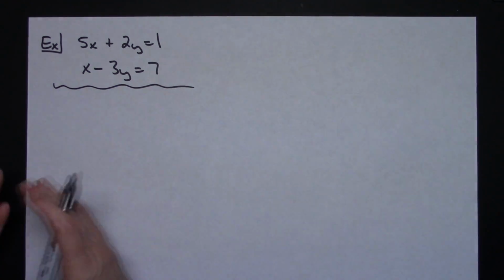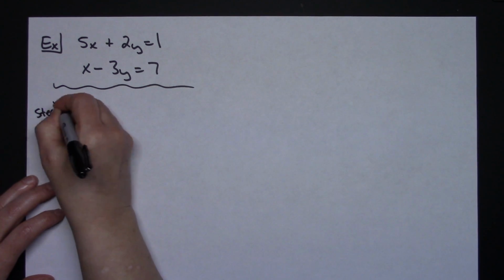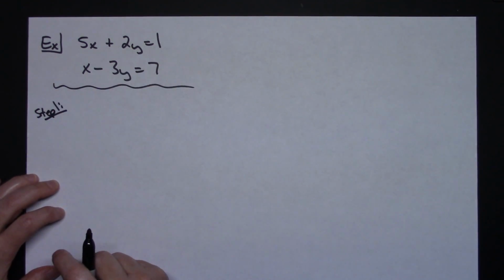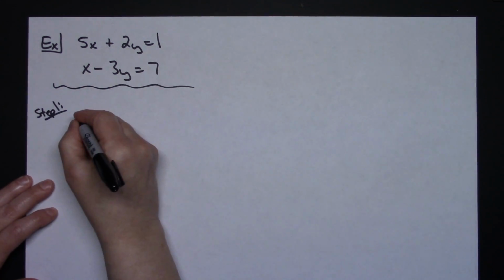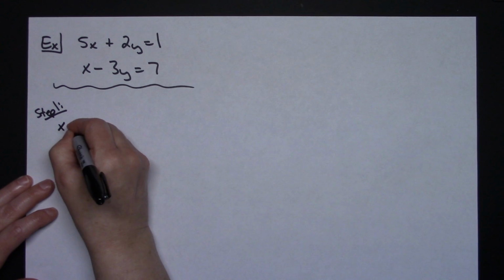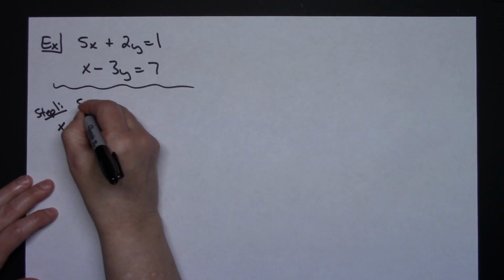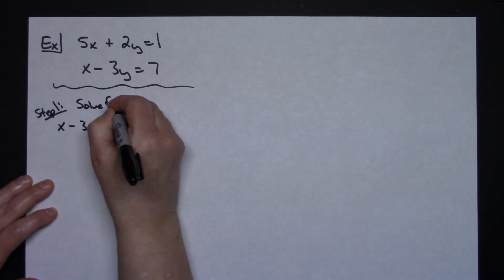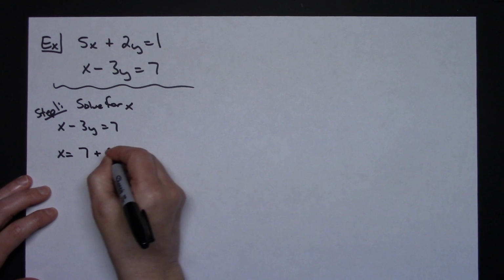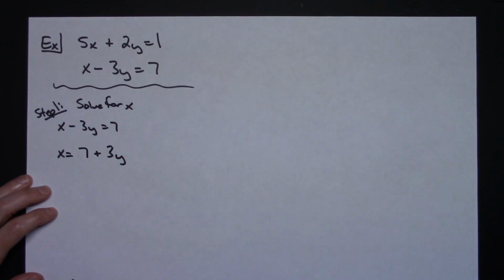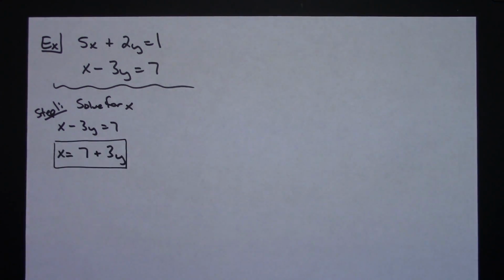I could do this in about 3 steps. So my step 1 here, I want to solve one of these equations for either x or y. I'm going to choose the second one. So I'm going to have x minus 3y equals 7. I'm going to solve for x. So here, let's even put that up here. Solve for x. So x is going to be equal to 7 plus 3y. Now I know what x equals in terms of y.